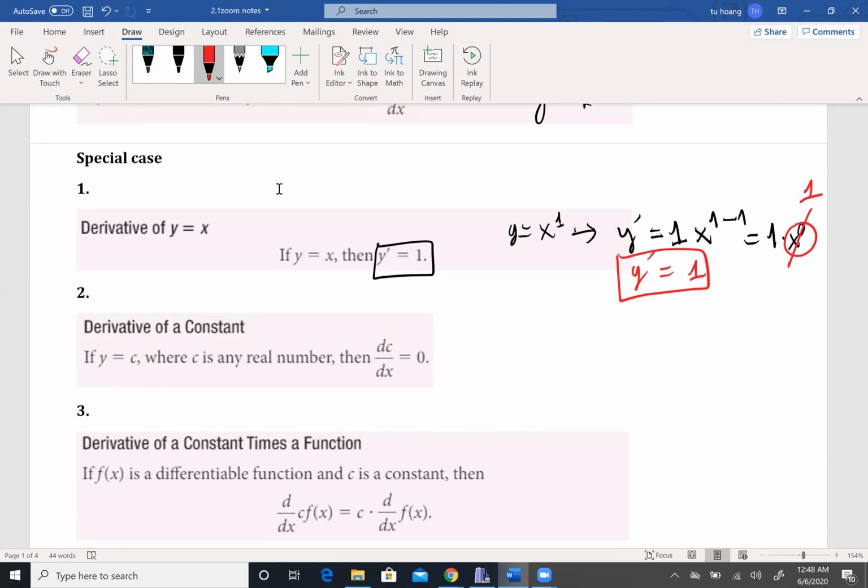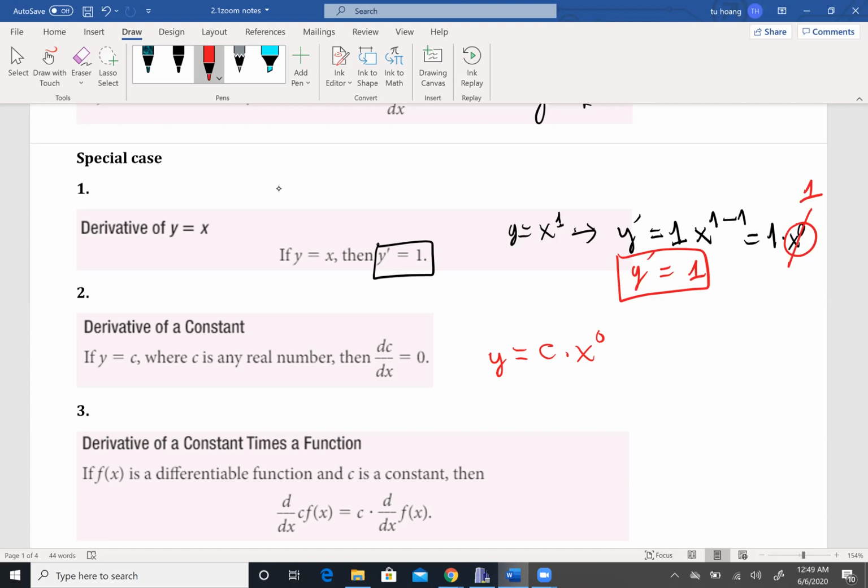So similarly, you can easily prove that if you take the derivative of a constant, you will always get 0. In this case, say y equals c, a constant, you can rewrite it as c times x power 0, right? Because x power 0 is equal to 1.